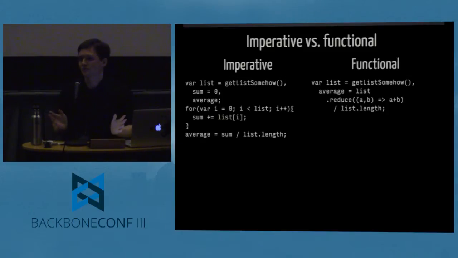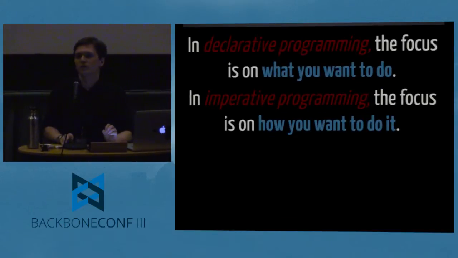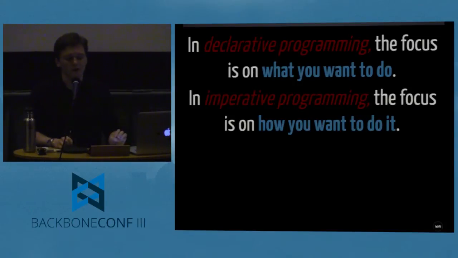If you really want to see some differences between these two styles, you can find some code that's been written in Java and in Scala, for instance, because both of those languages encourage a very different style of programming. So my example highlights the main difference between imperative and functional programming. In functional programming, which is declarative, the focus is on what you want to do, whereas in imperative, the focus is on how you want to do it.